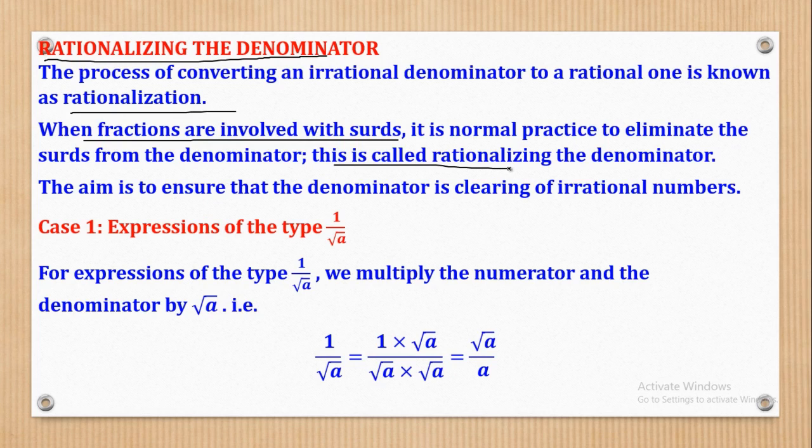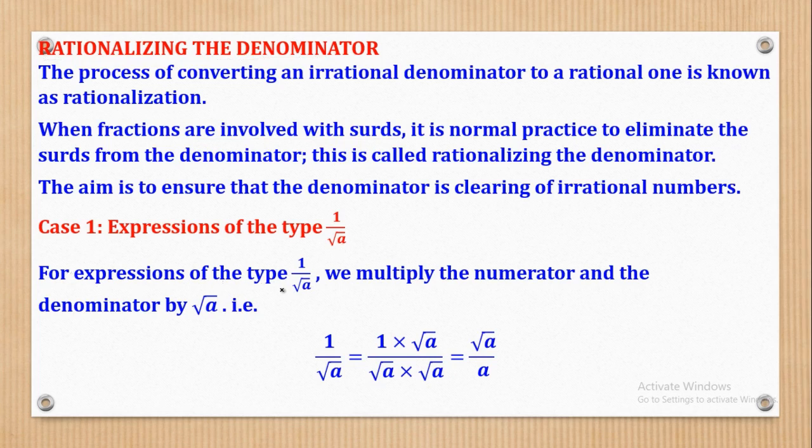So this is called rationalizing the denominator, and the aim is to ensure that the denominator is clear of irrational numbers, now that it doesn't have any surd. Now let's start with case 1, whereby you have an expression of the type 1 over root a.